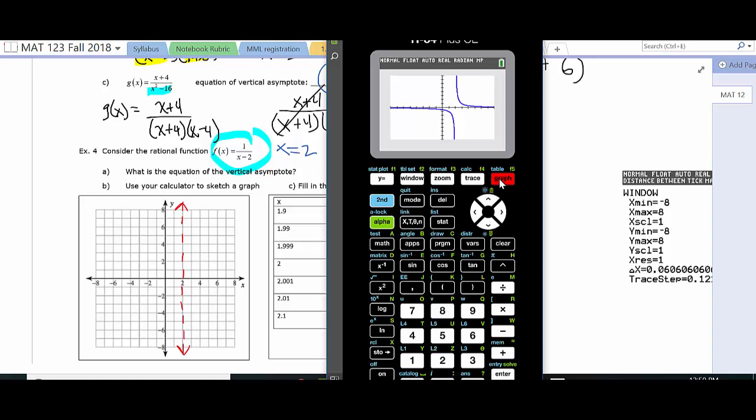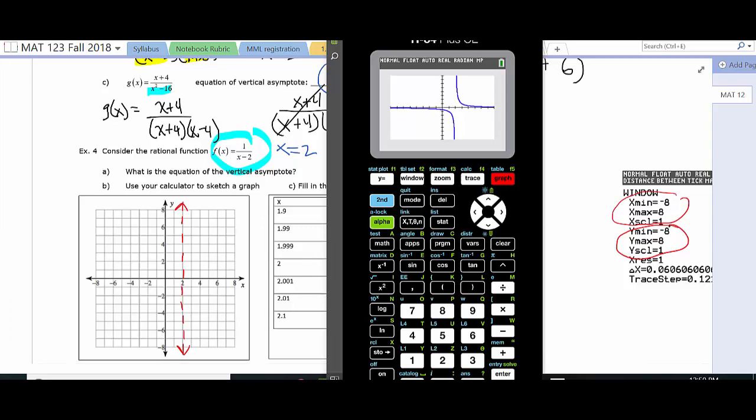What was the y scale and x resolution? The y scale is just what each of these notches are. Don't worry about the resolution. Leave that alone. What you want to get done is to get that put in and that put in right there. Everything else, just leave it alone. -8 to 8 in both directions is what we're doing.